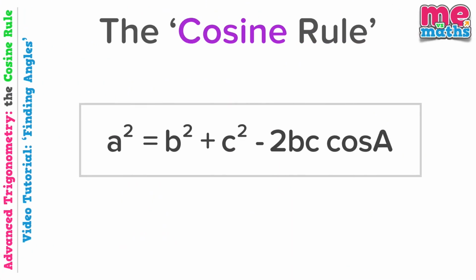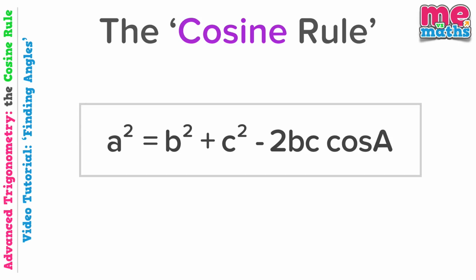If you've watched the previous tutorial in this series, you will have definitely already met the cosine rule, and we've already used this to find missing sides. Just as when we used the sine rule, we had a different version to find angles, there is a different form of the cosine rule that is more efficient for finding angles. But it is quite difficult to arrive at.